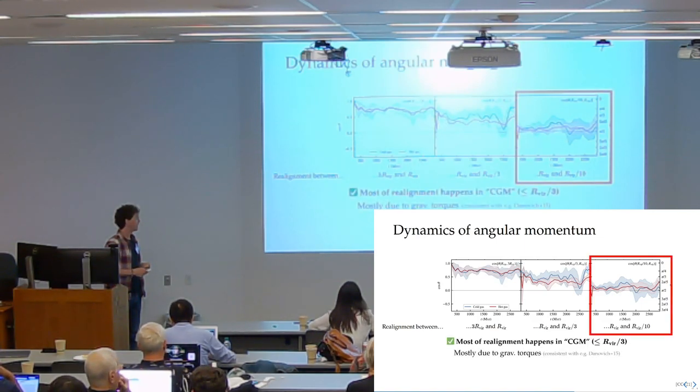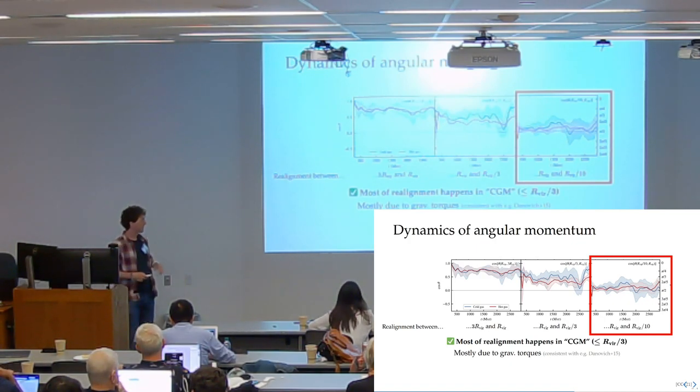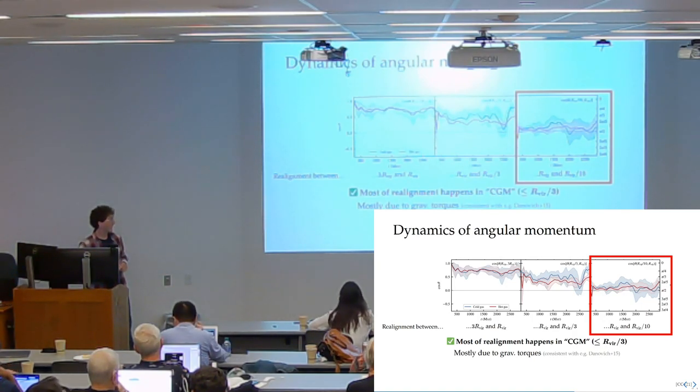And most of the realignment happens in what I call the CGM, which is probably the inner CGM for other people, but for me that's more or less 1/3 of the virial radius. Okay, and so what happens exactly to the gas? That's just a description of the direction of the gas.